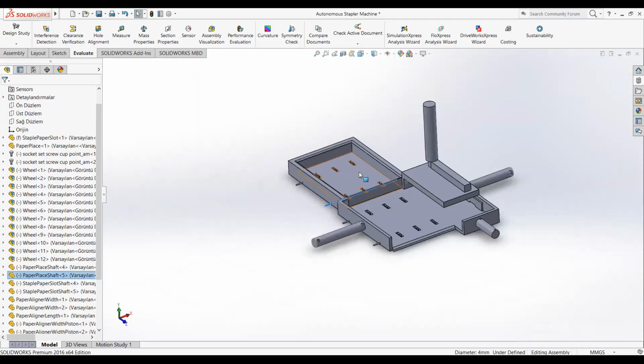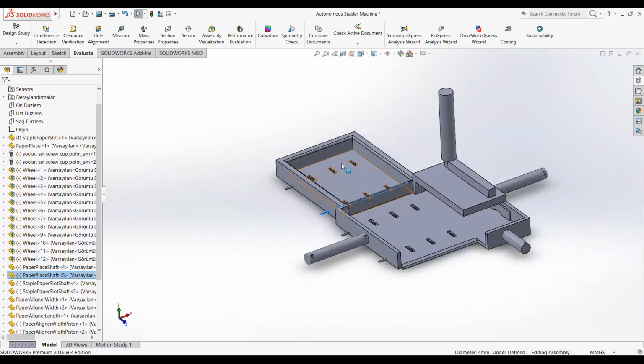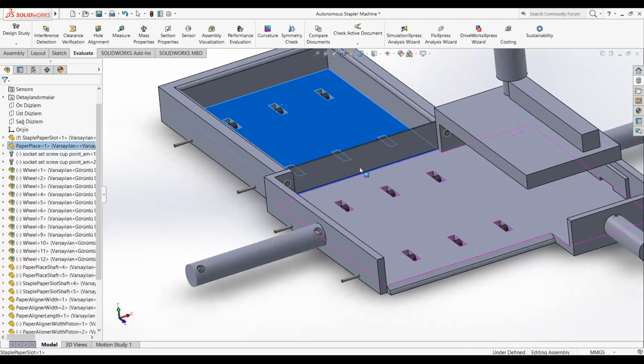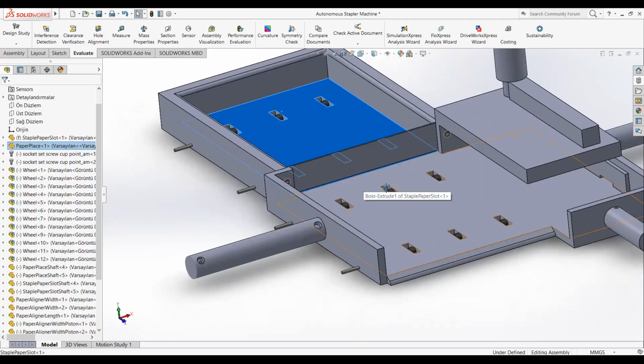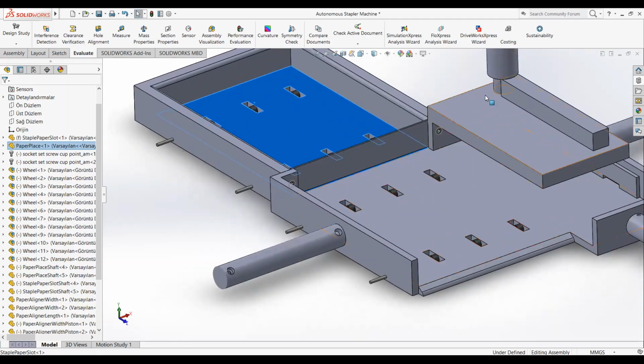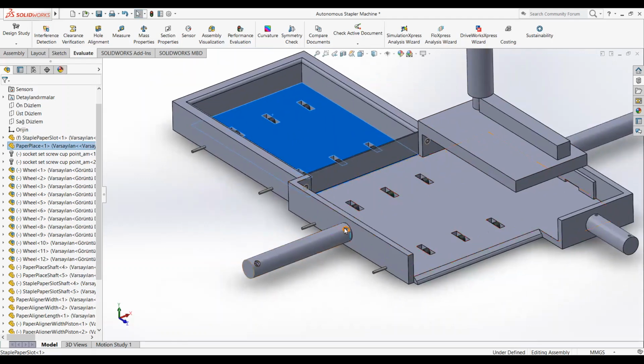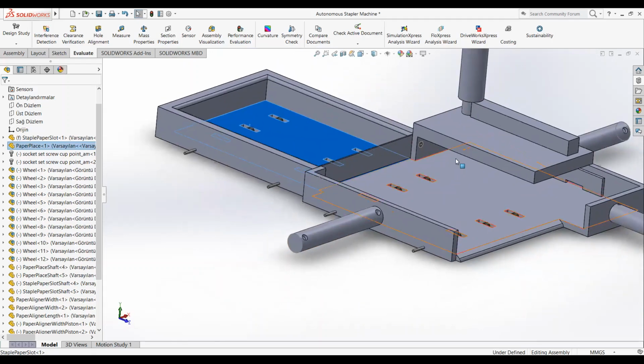This is our SolidWorks drawing. The papers desired to be stapled are placed in this unit. This unit is designed for the desired paper size and includes tolerance values. Here, with the help of wheels, the papers are transferred row by row to the stapler unit, by passing through a small gap. Staplers are controlled by shafts and a motor. Then, with the help of the pistons here, the papers are aligned before they are stapled.